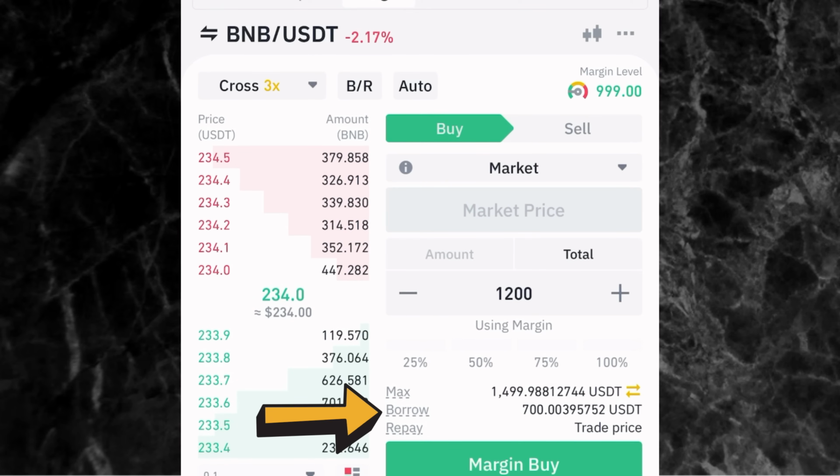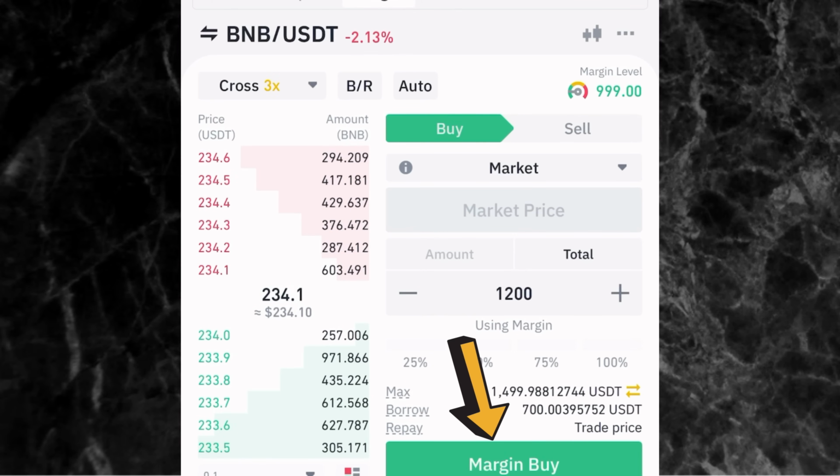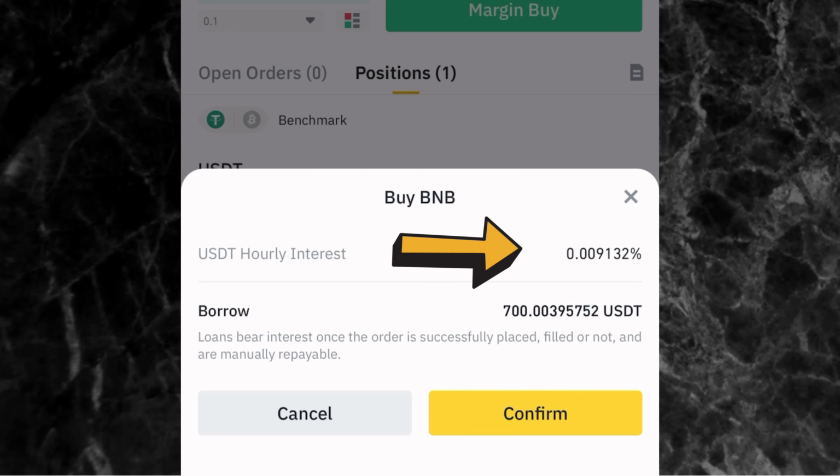$1,200. And right here, you can see where you have borrow. So that means I'm borrowing 700 USDT right here. So because I have $500 in my wallet, I'm borrowing $700. That's why I'm having $1,200 to trade or to buy BNB. Once you've entered all of that, then you come here and tap on margin buy. And then at the bottom side of the screen, you'll be seeing the USDT hourly interest. So you see the interest that will be coming on your debt every 1 hour. And you see the amount you are borrowing. So you are borrowing 700 USDT. So you can see that this process is better because you are borrowing the funds while you are taking the trade.